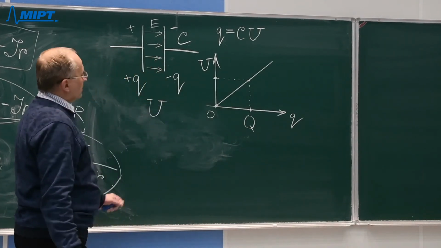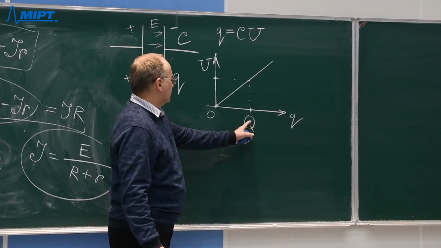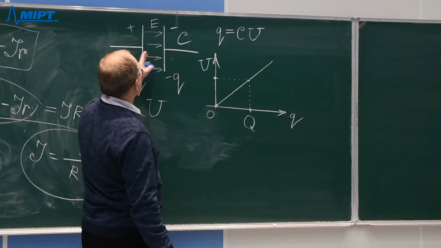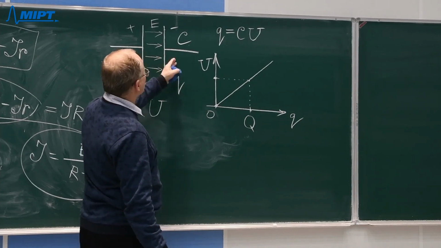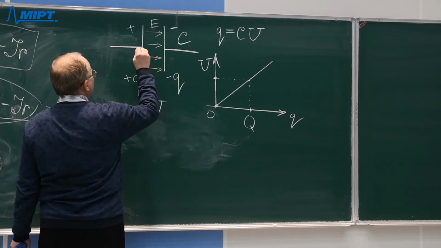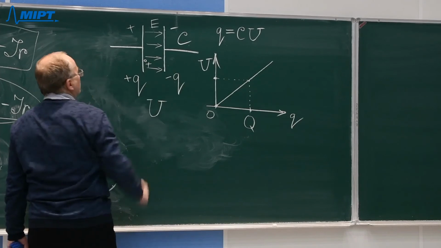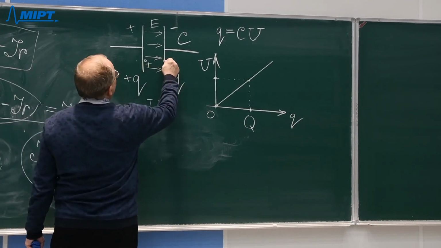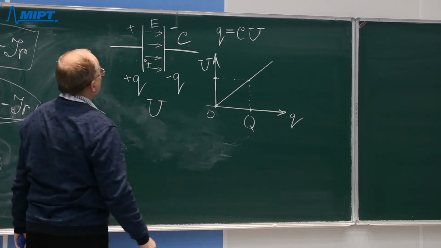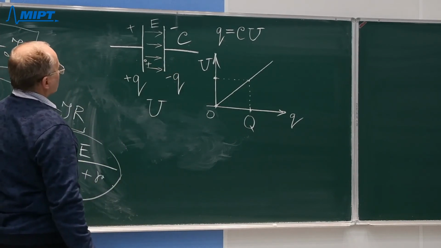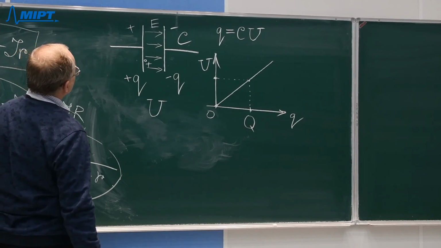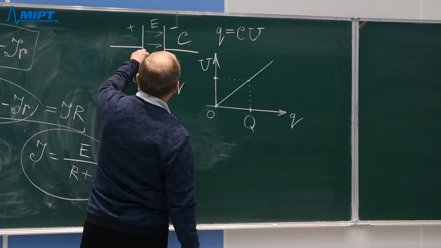So if, having a charged capacitor and the charge Q on its plates, we decide to increase the charge of the capacitor and increase the potential difference, what should we do? We should take some small positive charge from the left plate and move it to the right plate in order to increase the charge. No, certainly not.